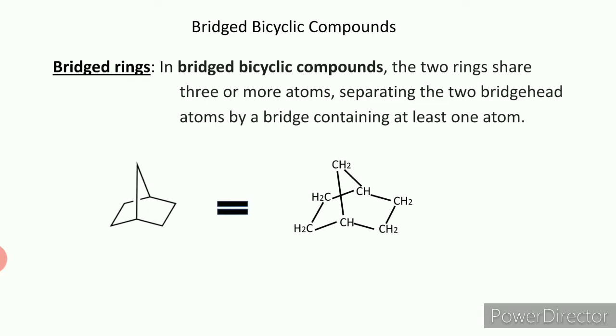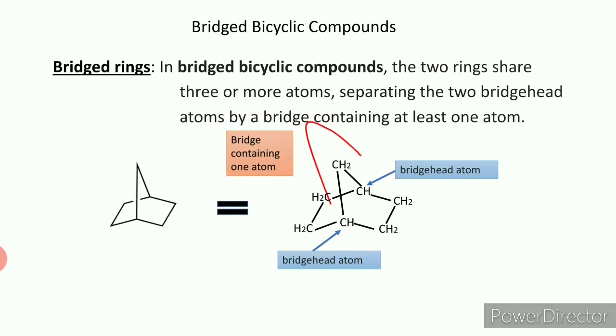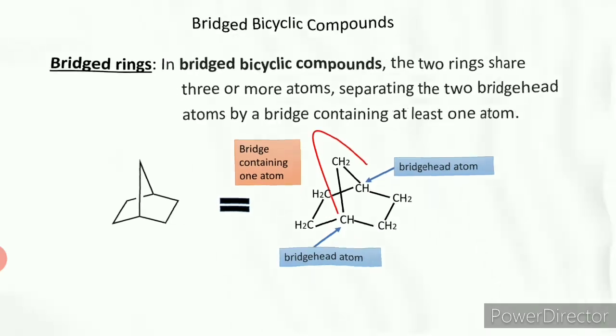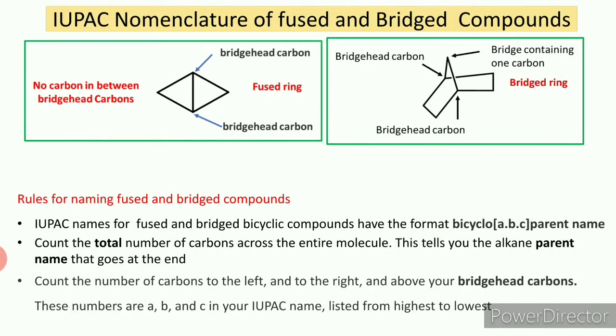These are bridgehead atoms common to the left and right ring, and this is a bridge containing one carbon. This part we have seen in detail in the classification of bicyclic compounds. So now let's move further and check the rules for naming these compounds.